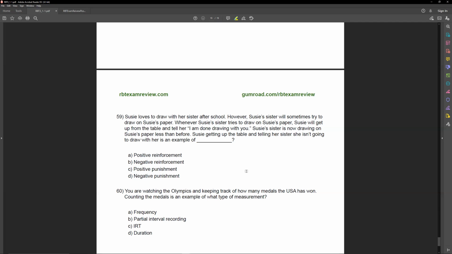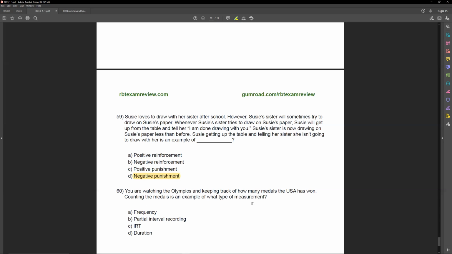So if we're looking at punishment, we need C or D. Are we adding something? Or are we taking away something? Are we adding stimuli? Or are we taking away stimuli? Well, Susie is getting up from the table and saying, I am done with you, okay? So Susie is removing herself from drawing, right? So she's removing herself. Therefore, that is negative punishment. As a result of Susie's sister drawing on her paper, Susie removes herself from the situation, okay? Susie's sister's behavior decreases, therefore it's negative punishment. We're removing Susie from the situation, okay? Negative punishment.